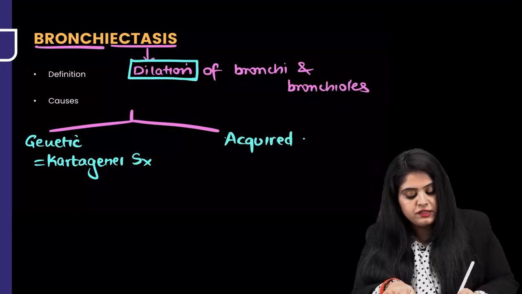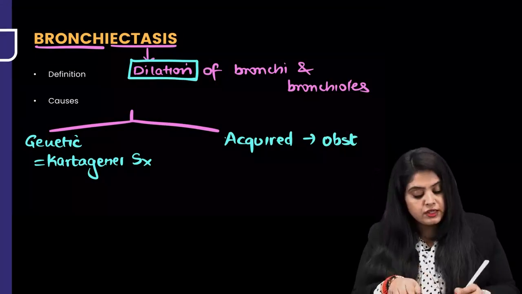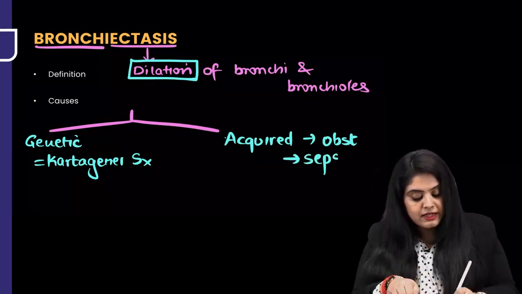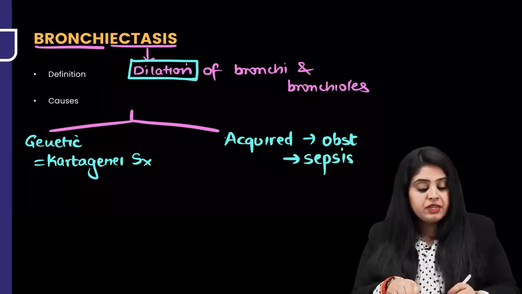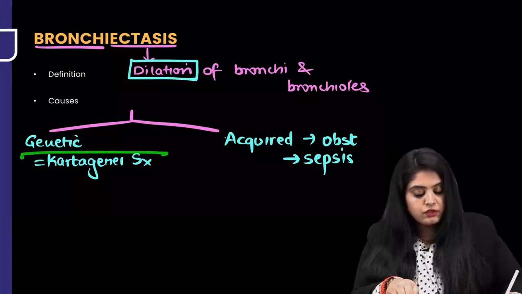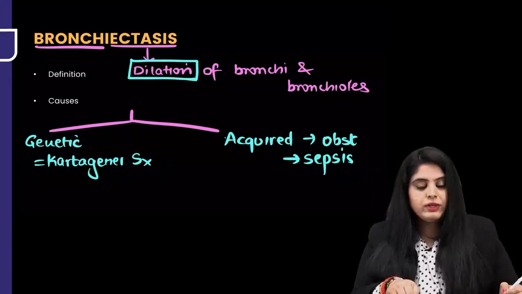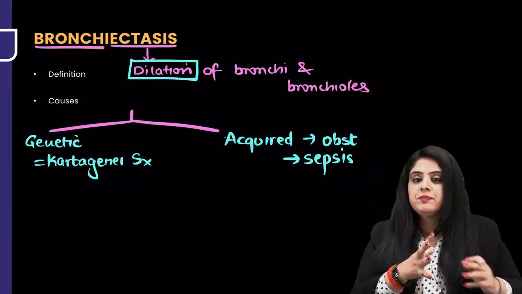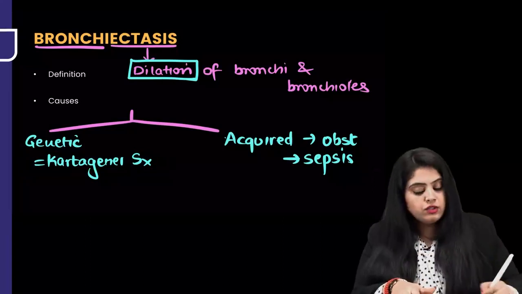In acquired causes, either it could be a case of some obstruction, some foreign body has gotten obstructed, or it could be a bacterial infection, for example, sepsis. Obviously, the question that you're going to get is always Kartagener syndrome. Can you quickly give me a 3-sentence thing about what is Kartagener syndrome?